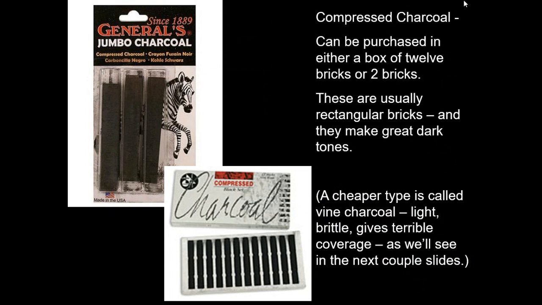This is compressed charcoal, and compressed charcoal is the same chemical makeup as what's in a charcoal pencil, except without the coating around the outside. This is superheated wood that's been compressed and flattened into rectangular solids, like bricks. You can buy them singly or in sets of 2 or 3. The largest group is usually 12 in a box.